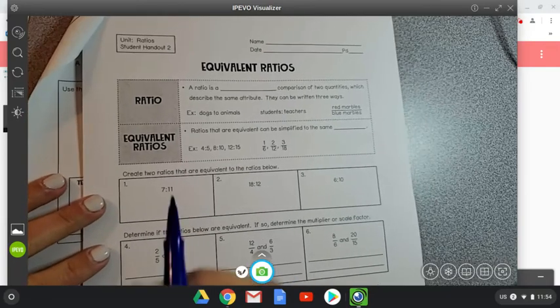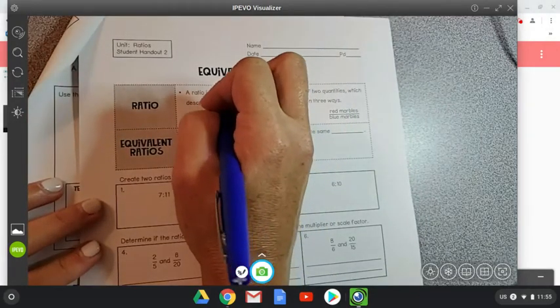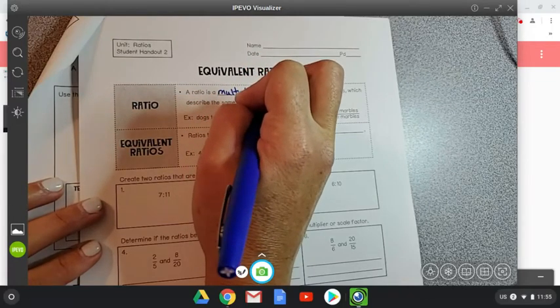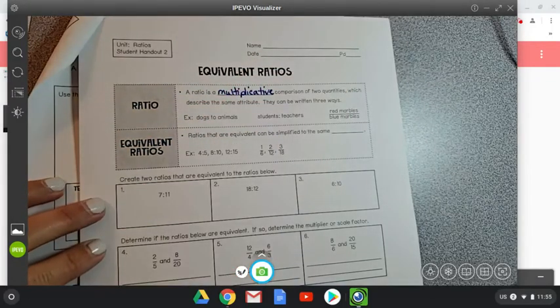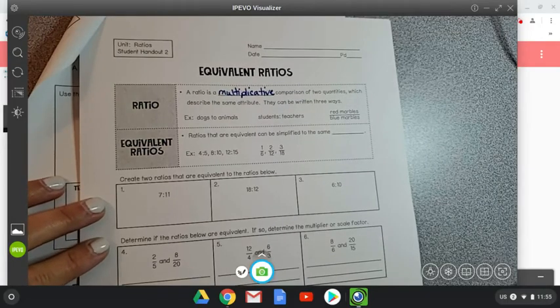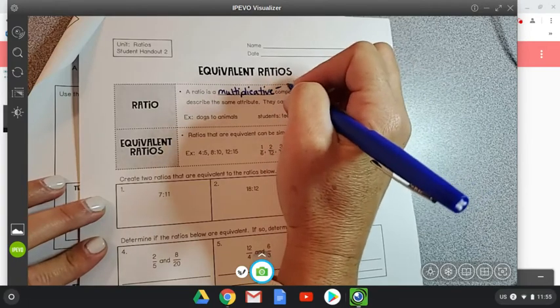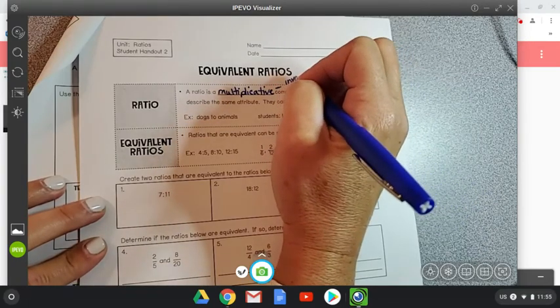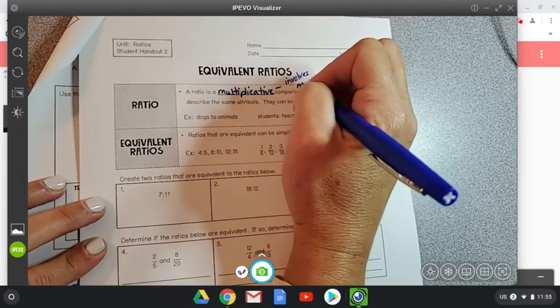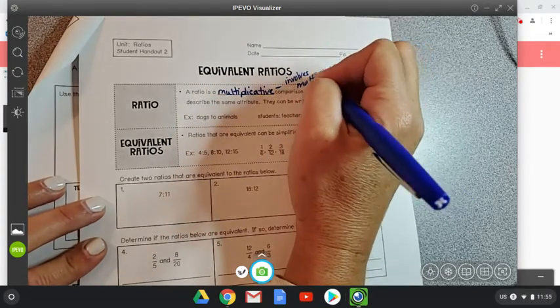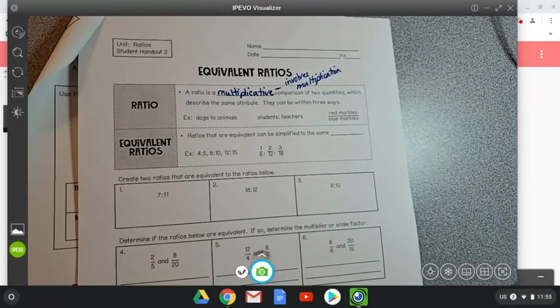A ratio is a multiplicative comparison of two quantities. Now, don't let that word scare you. Multiplicative just means that it involves multiplication. That is all it means. So a ratio is a multiplicative comparison of two quantities, which describes the same attribute.